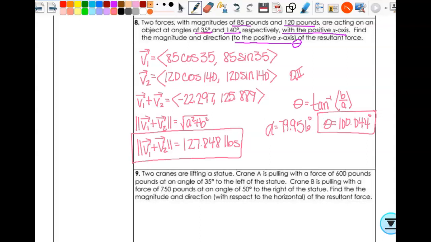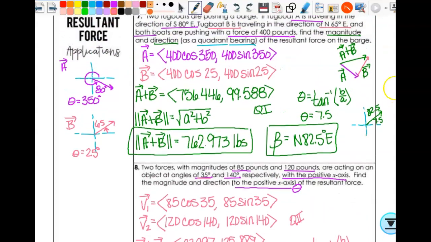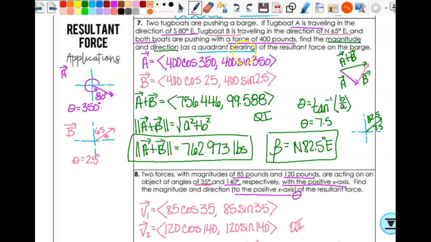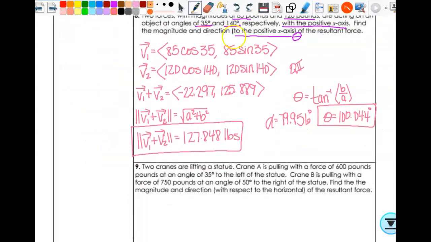Right, because on this one it told us to. It said find it as a quadrant bearing. Here it said to find it relative to the positive x-axis. Okay, so you have to do whatever it says to do there. Okay. We good?